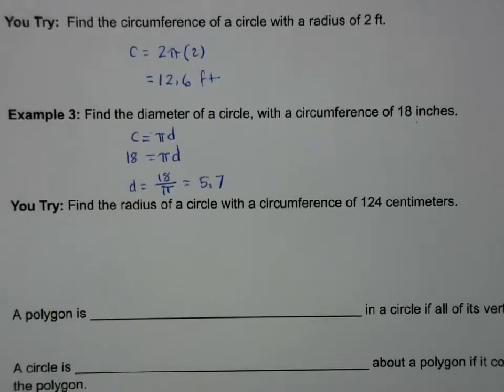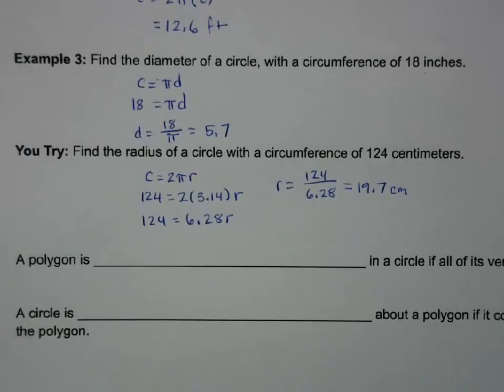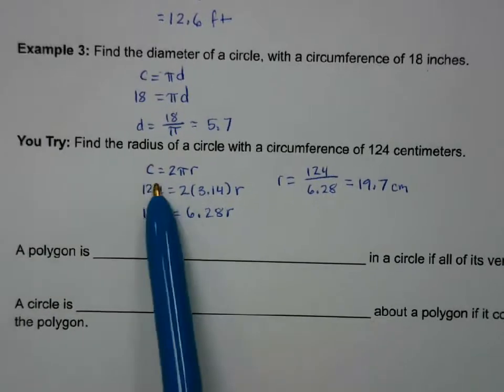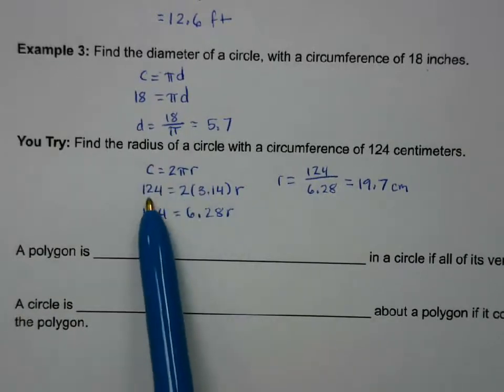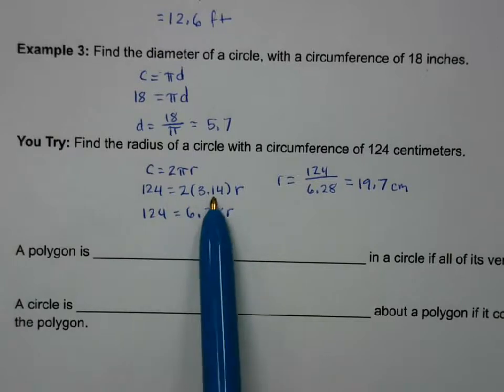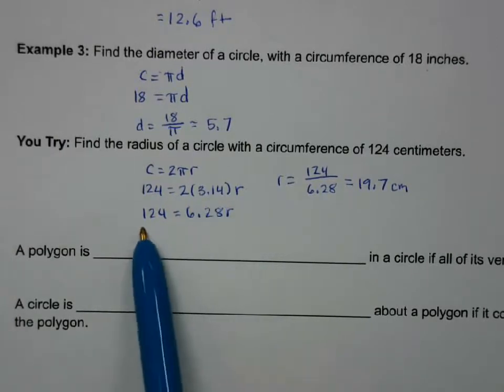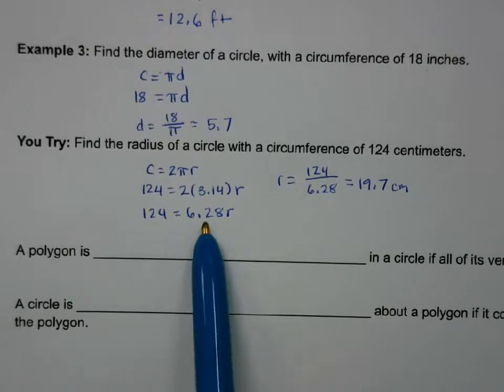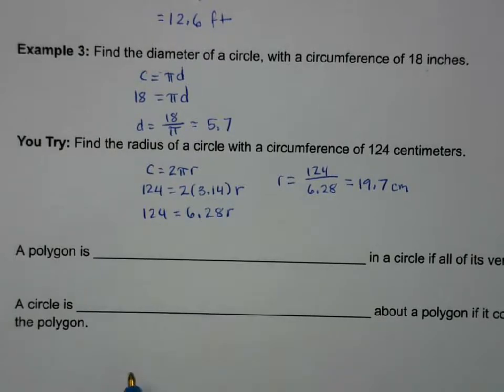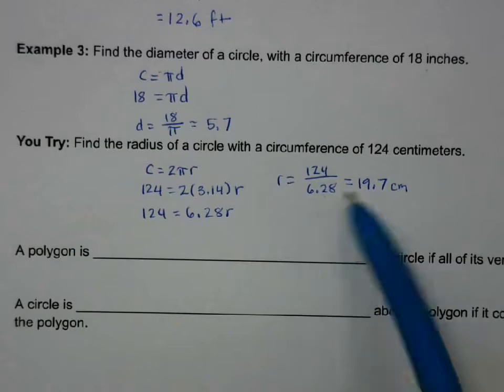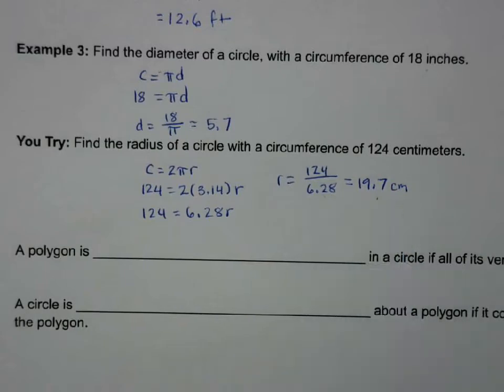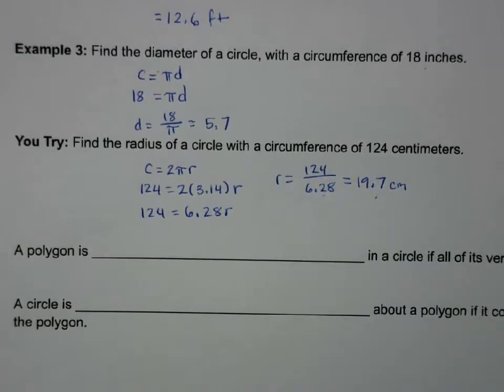Okay, so you can try this next one. All right, for this one, circumference is 2 pi times the radius. So 124 equals 2. I replaced pi with 3.14 r, which makes it 124 equals 6.28 r if I multiply that by 2. Again, we'll divide, and we get a radius of 19.7.